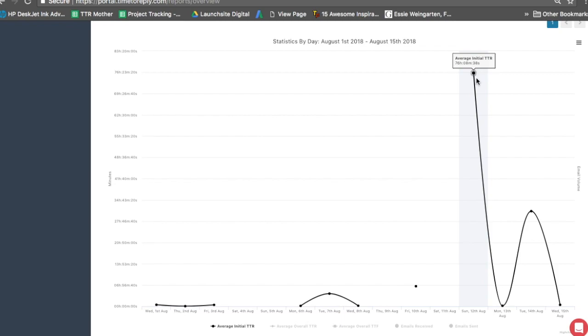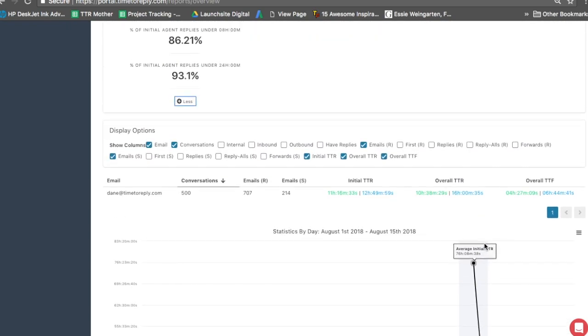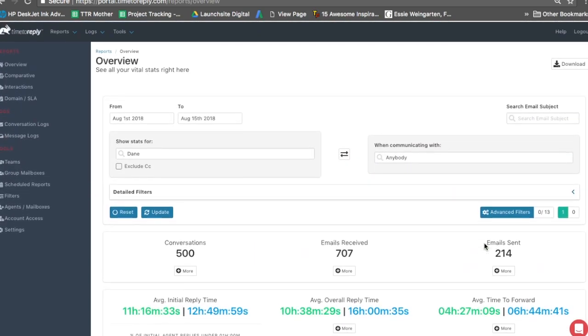You can see I had an outlier on that particular day, and that's probably what's bringing up my average. If you hover over any of the points, it'll give you the average for that particular day. You can see the gaps in the graph as weekends, and that it was a public holiday. All right.